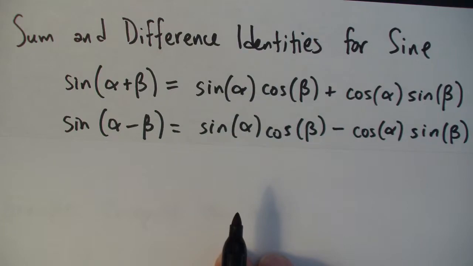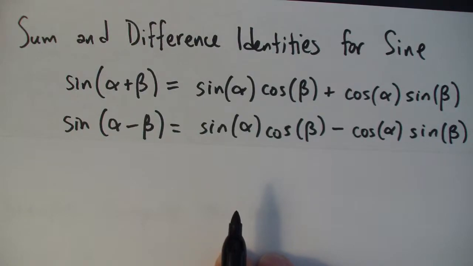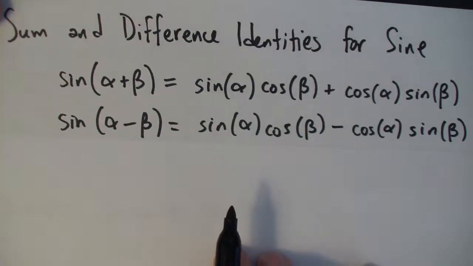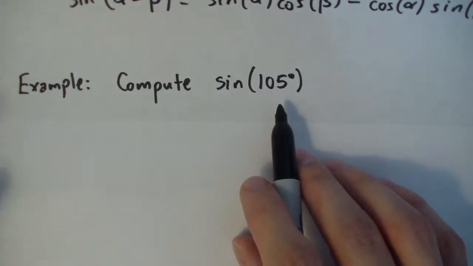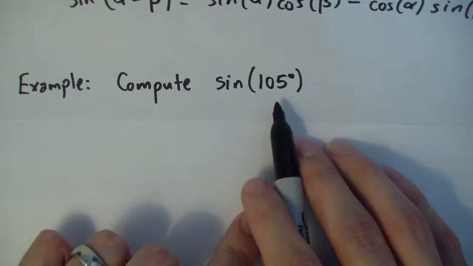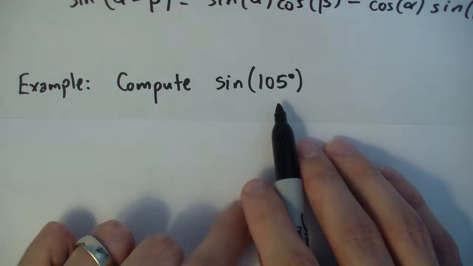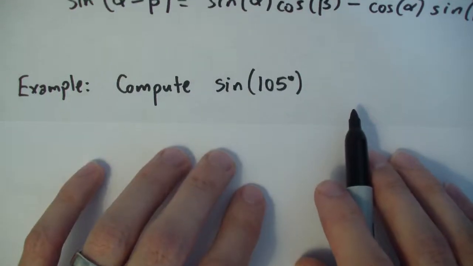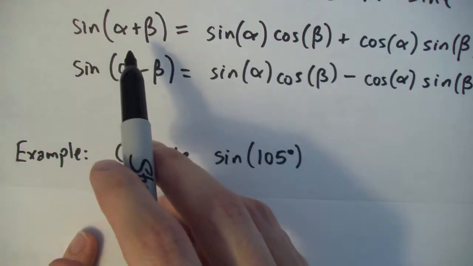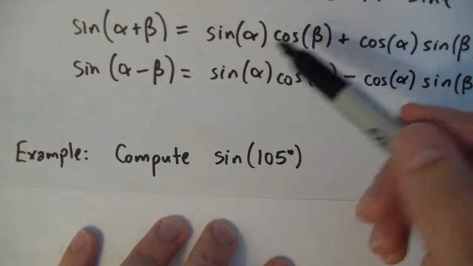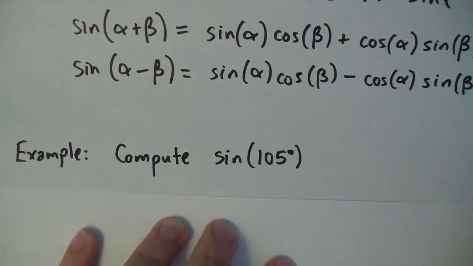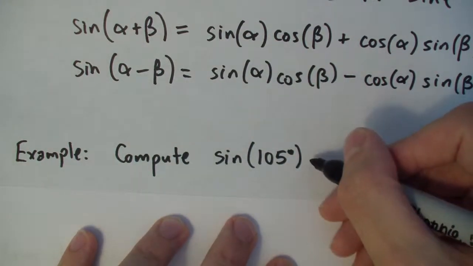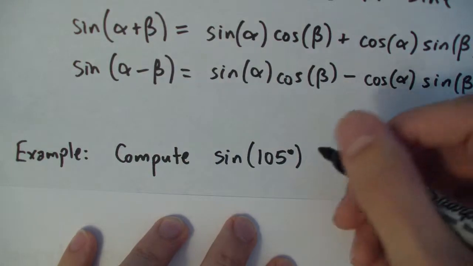But anyway, let's see how we can use the sum and difference identities for sine to compute exact values for certain angles that we wouldn't know otherwise. So here's an example. Let's compute sine of 105 degrees. 105 degrees is not a standard angle on our unit circle that we know off the top of our heads. But remember, our sine sum identity allows us, if we know the sine and cosine of alpha and of beta, to express sine of a sum of angles in terms of those sine and cosine values.